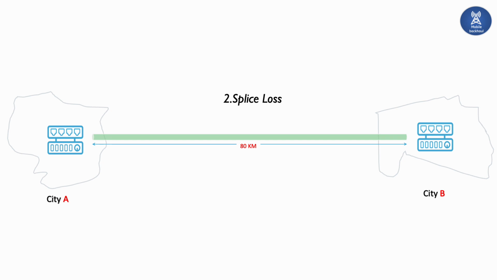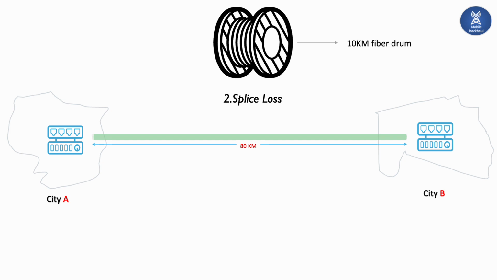The second parameter is the splice loss. We all know that we can't run a single fiber cable from city A to city B. That means we don't have a fiber drum of 80 kilometers. Usually a fiber drum comes in 10 kilometer length of fiber, or sometimes it is 4 kilometers. In this case, we are considering a drum of 10 kilometers. It means this drum consists of a continuous fiber of length 10 kilometers. So obviously, how many drums are required for 80 kilometers? Eight drums are required.